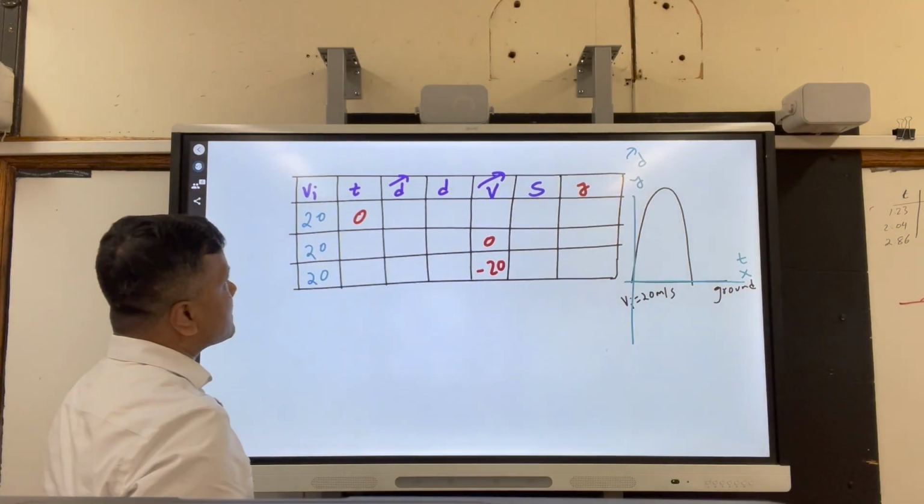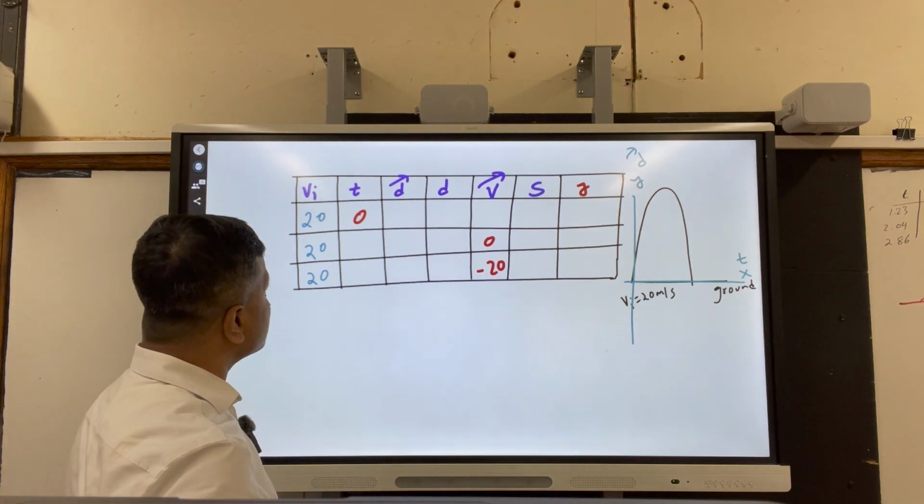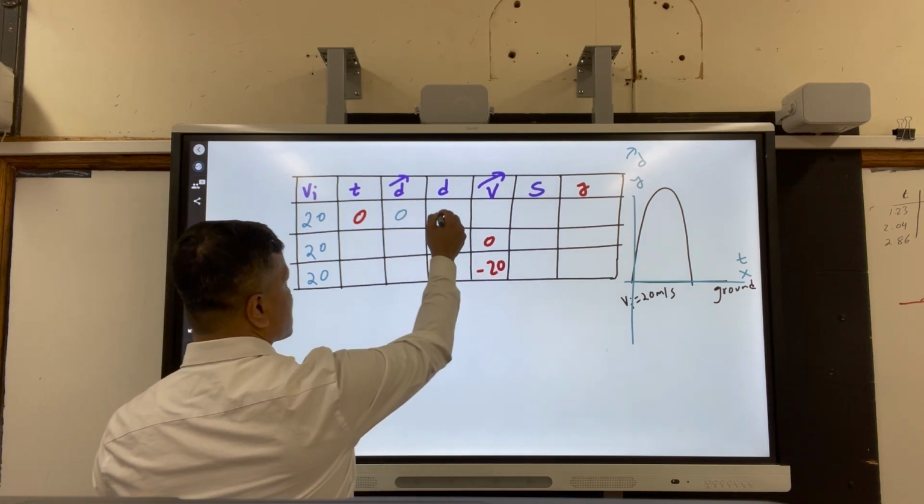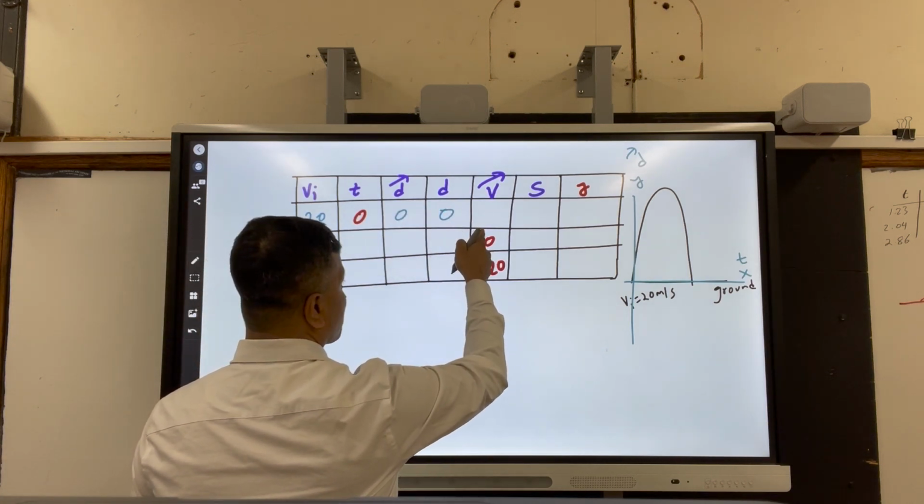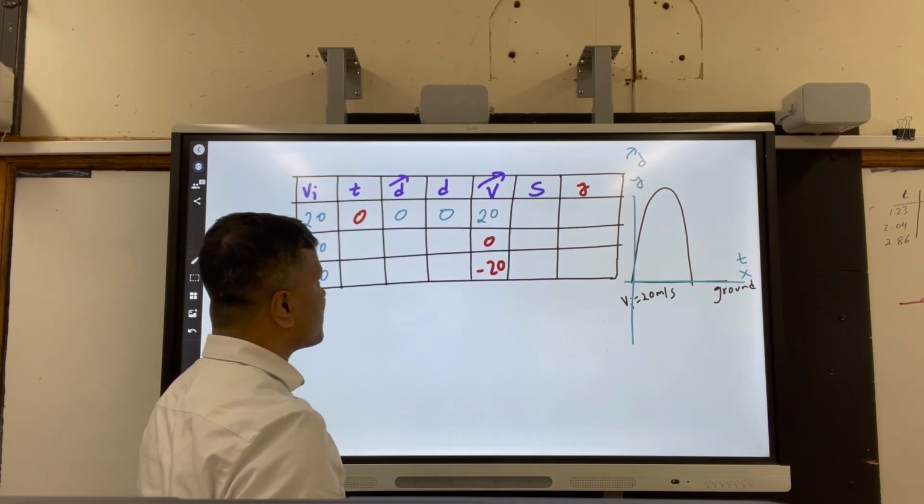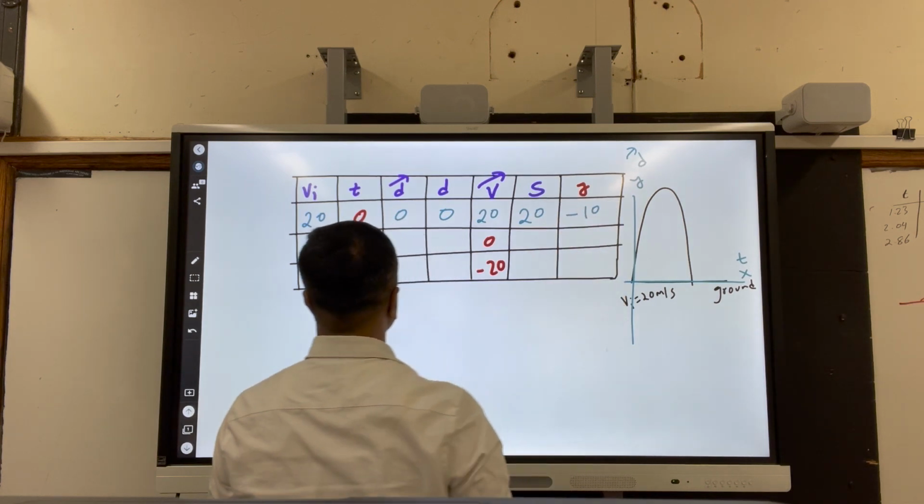The velocity at 0 second, okay, we're going to have to find at 0 second. Displacement is 0, distance is 0, velocity is, of course, 20, right? Even at 0 second, object velocity is 20, and acceleration is -10. Okay, let's do the next one.